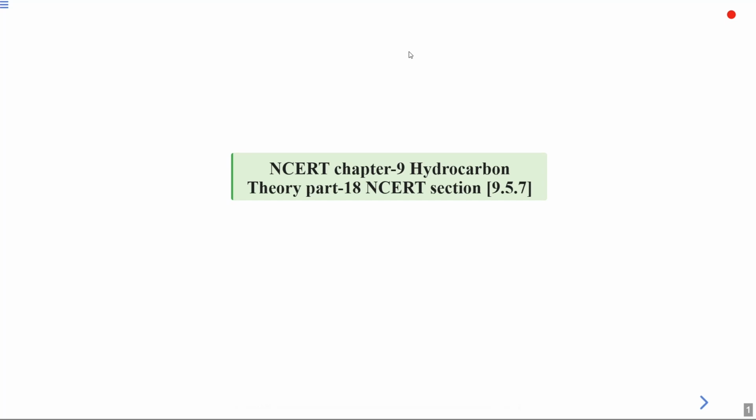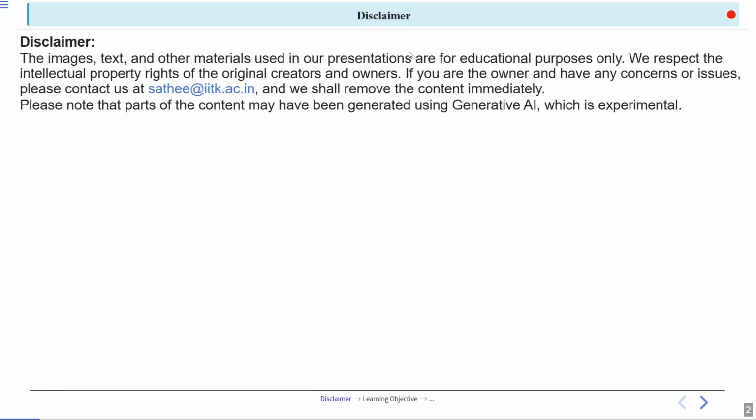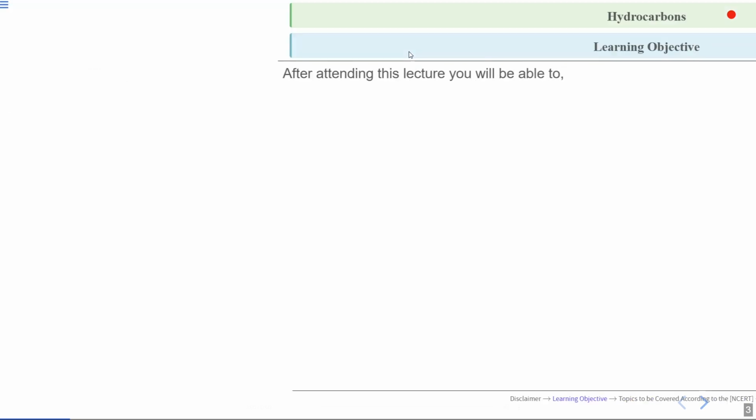Hello students. So today we will explore chapter 9, hydrocarbons. This is our theory part 18 and we will cover the NCERT section 9.5.7 in it. So this is a disclaimer.